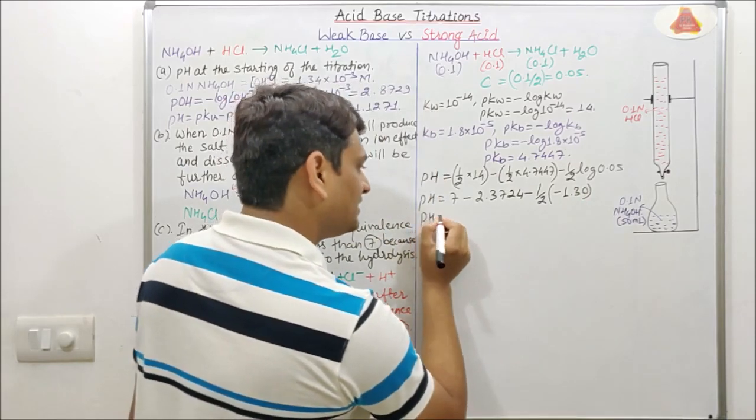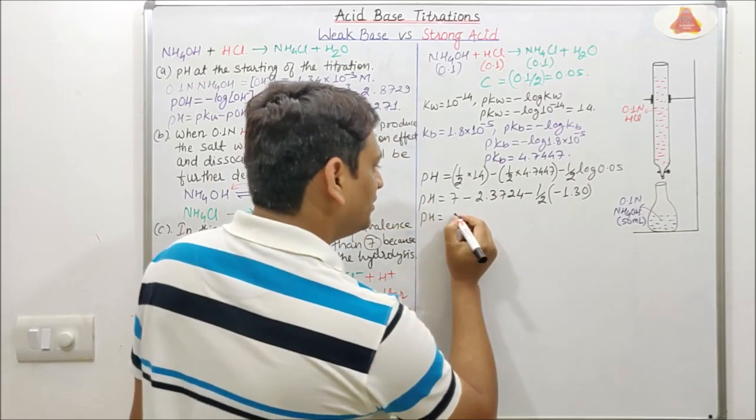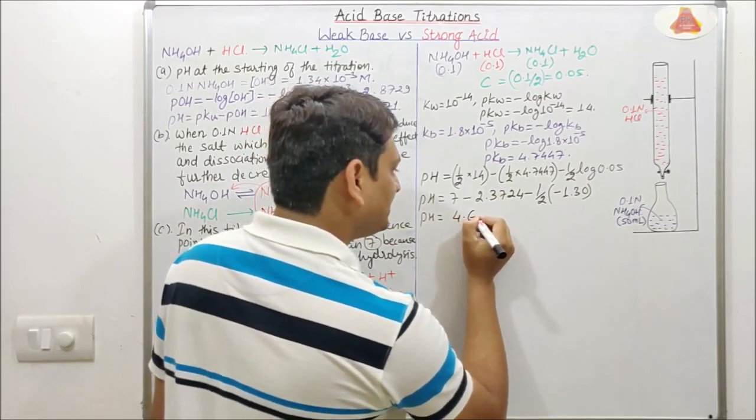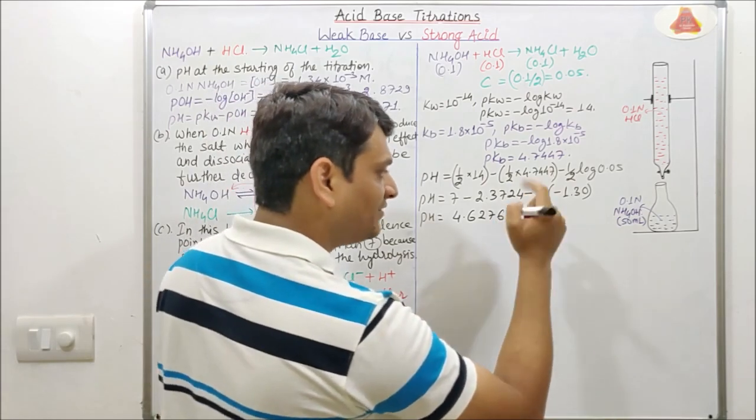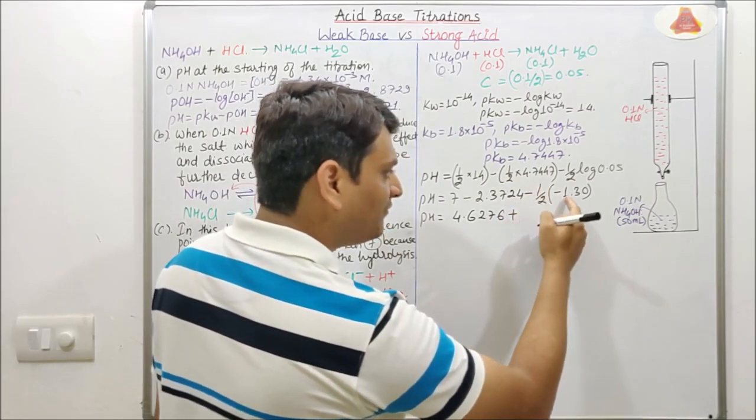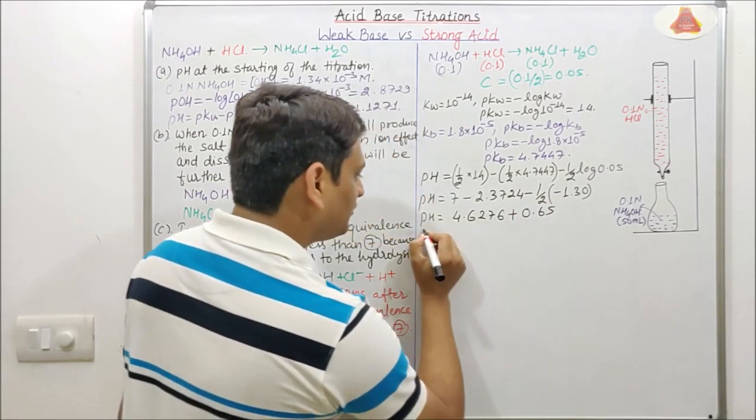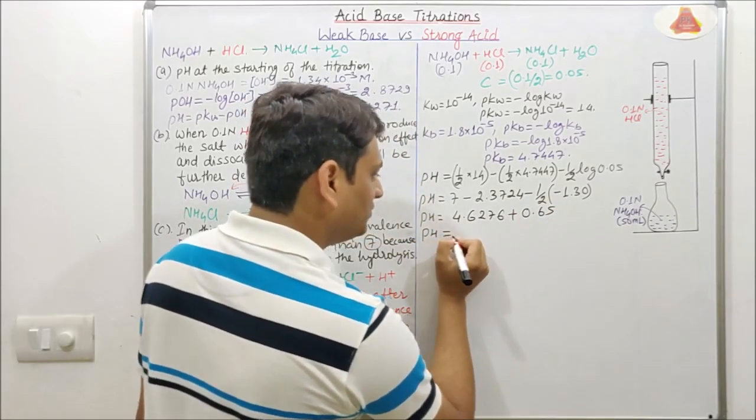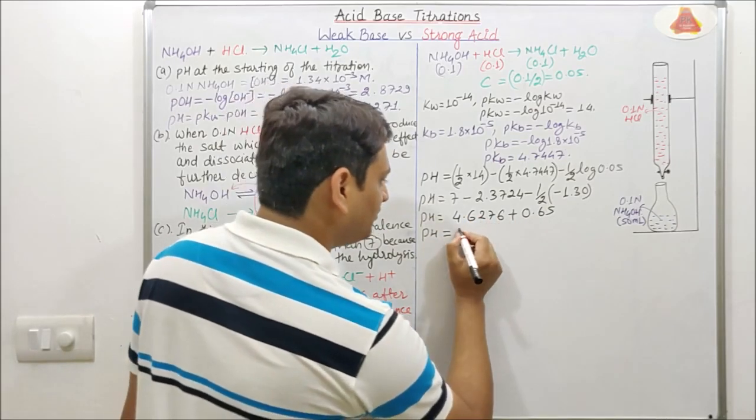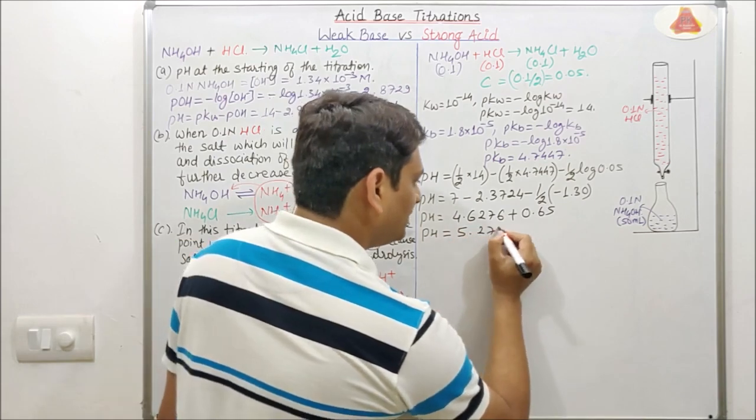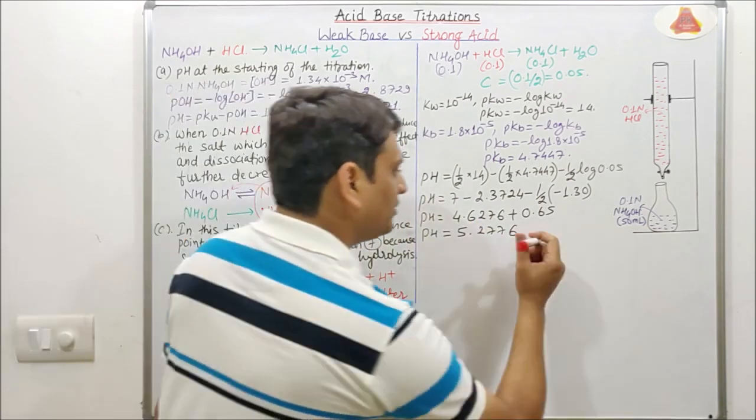So pH is equal to 7 minus 2.3724, so it will be 4.6276. So here minus and minus will be plus, so it will be plus half 1.30 will be 0.65. So final pH is equal to 4.6276 plus 0.65 is equal to 5.2776. So this will be the pH at the equivalence point.